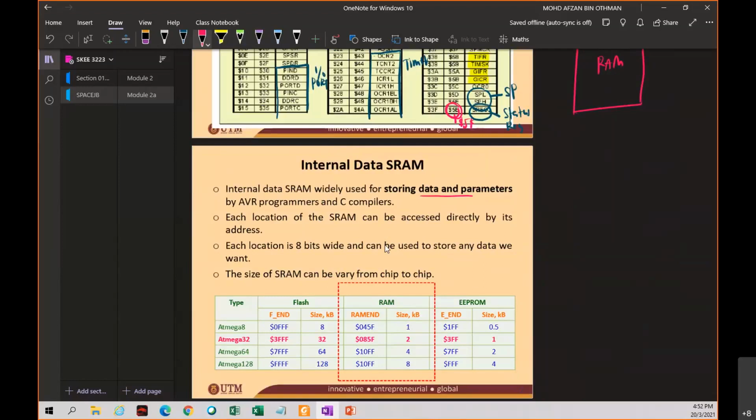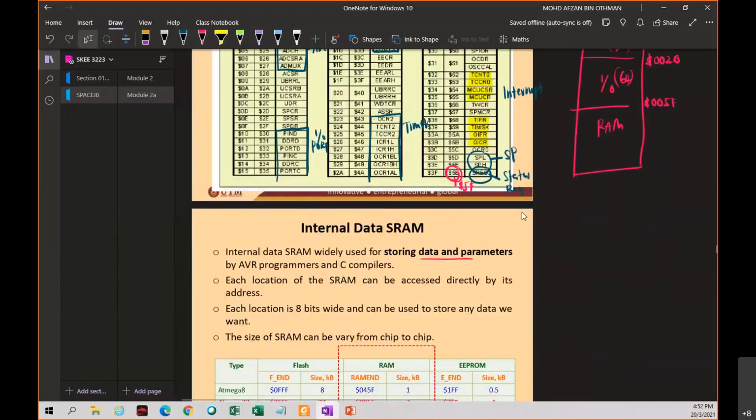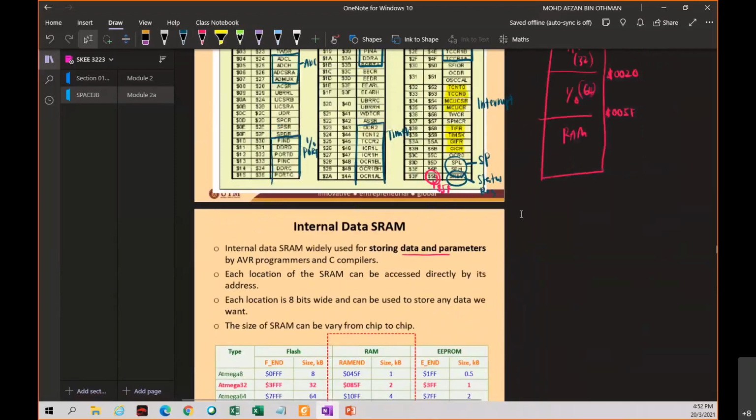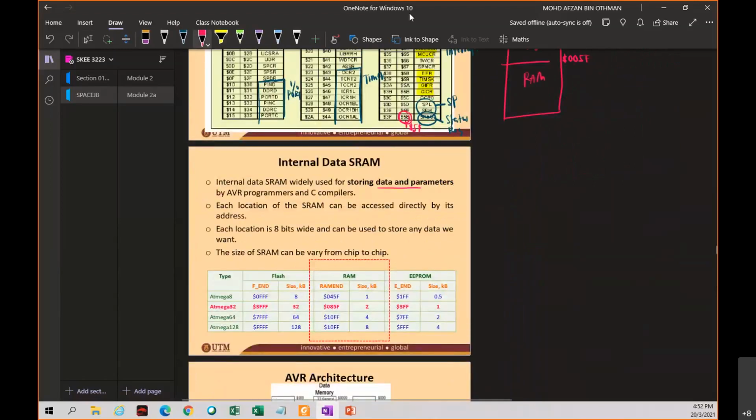Each location of the SRAM can be accessed directly by its address. We can access the data in this RAM using its addresses. If we look here, the starting address of RAM is 0060, after 5F, so it starts at 0060 until RAM END. This is the end address of our RAM. The question is, what is our RAM END? The RAM end depends on the size of our RAM.